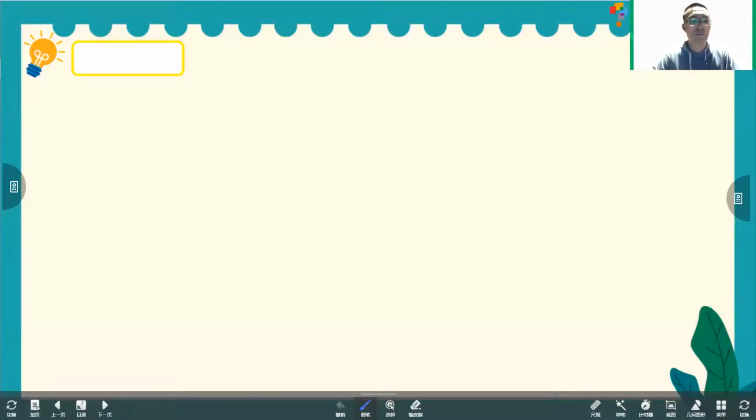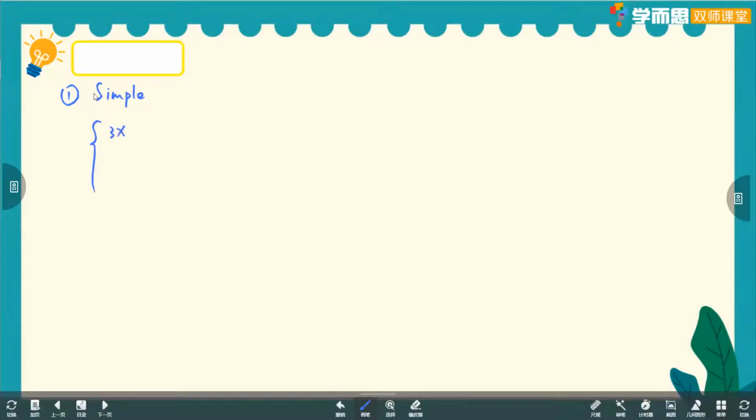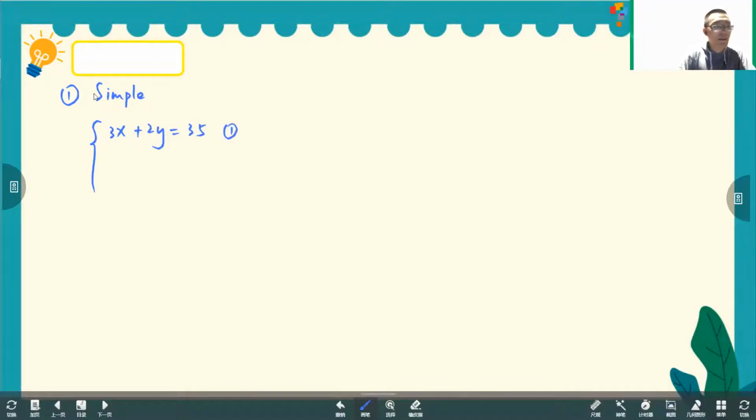There are three types of simultaneous equations. The first type is the medium or below medium, so some maybe simple questions. Let's look at an example for the first one. Simple simultaneous equations. Say I have 3x plus 2y equals 35. That is equation 1. And then I have 2x plus 2y equals 30, and that's equation number 2.